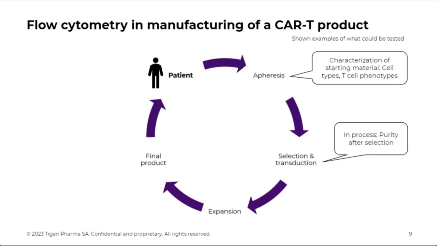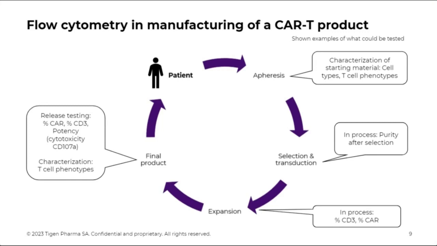Once we start the process, after the selection, we would like to look into how successful the selection was, and look into the percentage of T cells after selection. We would look into the expansion phase, and we can take a sample just to follow the expression of the percentage of CAR, the chimeric antigen receptor, and also follow the percentage of the T cells, if it increases or decreases, for example.